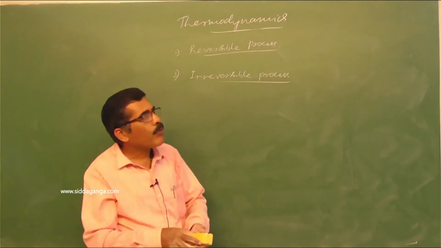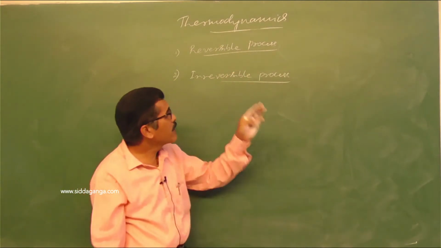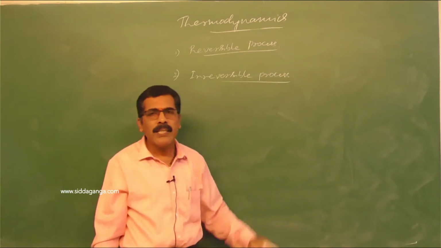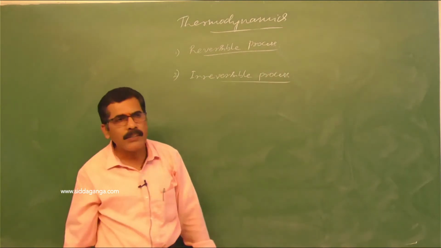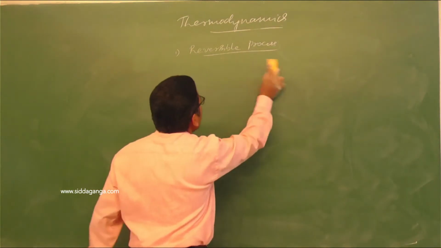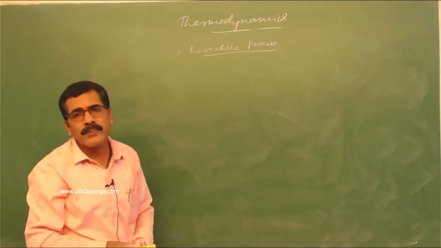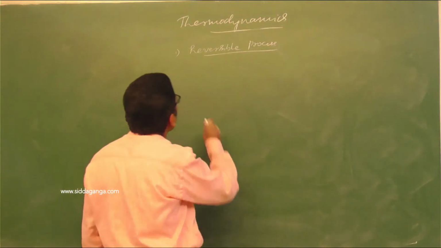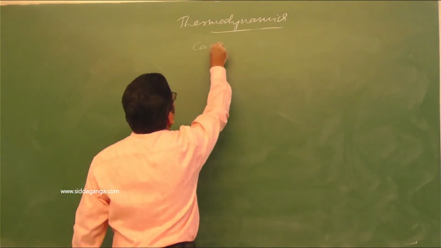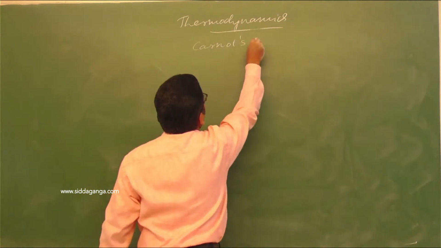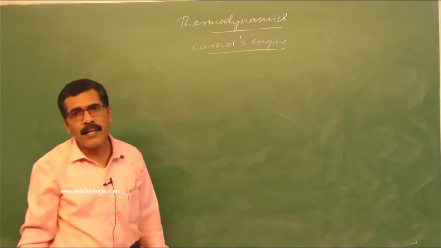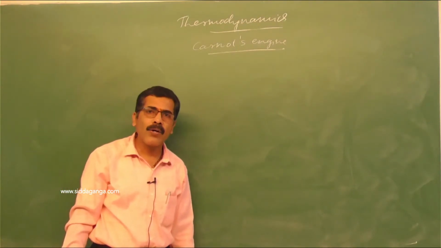Now let us consider one such reversible process, because we come across mostly irreversible processes in our day-to-day life. Let us take one ideal situation of a reversible process. And this reversible process is realized in the so-called Carnot engine. Carnot's engine. Let us understand more about the Carnot engine and Carnot cycle.